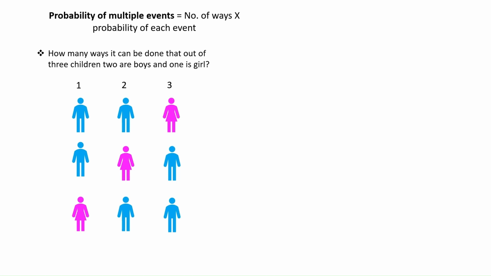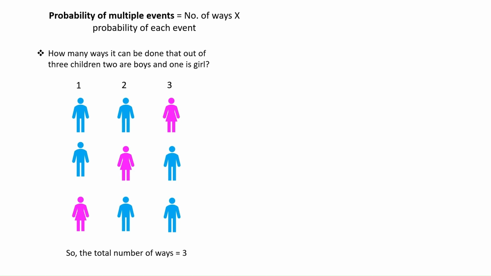In how many ways can 2 boys come? Maybe the first child is a boy, the second child is a boy, and the third is a girl. Or it can be that the first is a boy, the second a girl, and again the third a boy. Or the first will be a girl, and then the second and third are boys. So these are the 3 ways by which we can arrange the children so that 2 are boys and 1 is a girl. So this is the number of ways.